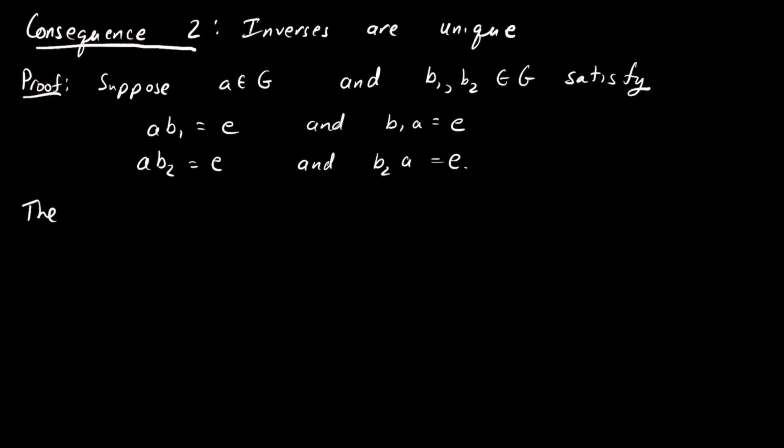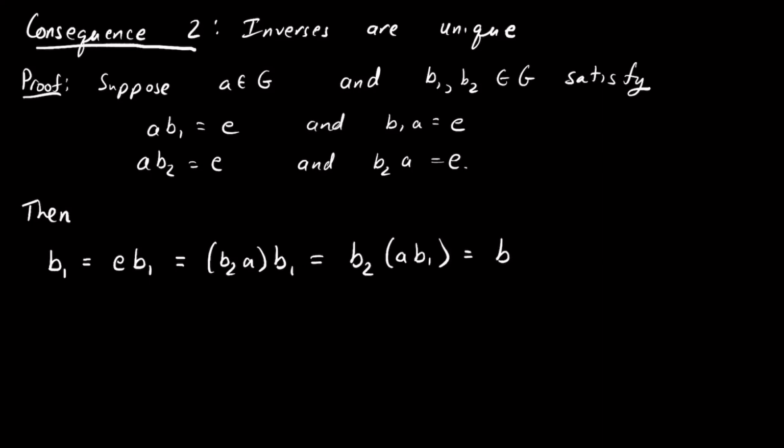Well, let's think about this. So then I have the following. I have that B1, I can write this as E times B1. Well, what is E equal to? I know that E can be rewritten as B2 A times B1. Okay, I know I have associativity, so now I can move my parentheses. I could write this as B2 times A B1. And I know that A B1 is equal to E, so this is B2 times E, which leaves me with B2. So hence, I see that B1 is equal to B2.